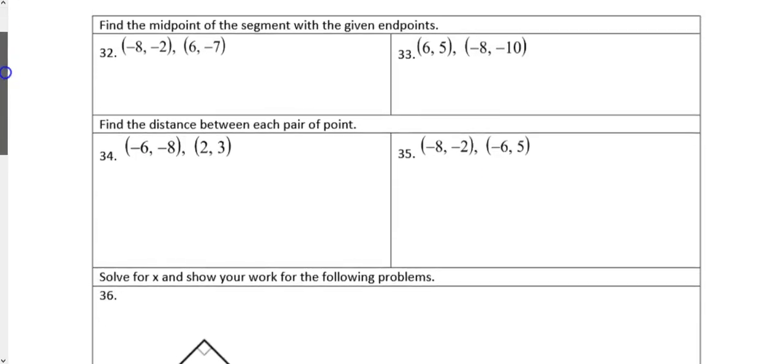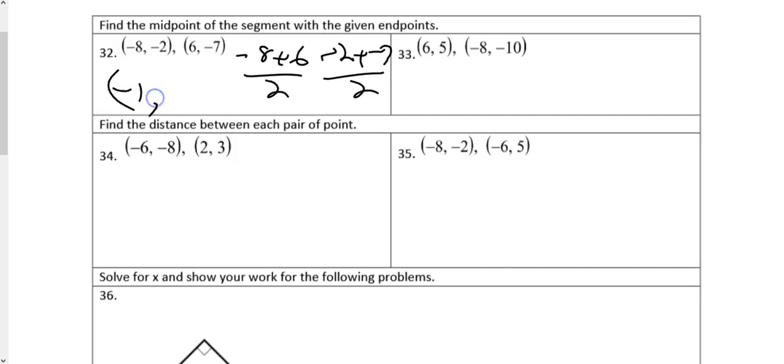All right, midpoint, given these endpoints. All that means is we're going to add the x's, divide by 2, and add the y's, and divide by 2. So 6 minus 8 is negative 2, divide by 2 is negative 1. And negative 2 plus negative 7 is negative 9, divide by 2 is negative 4.5.